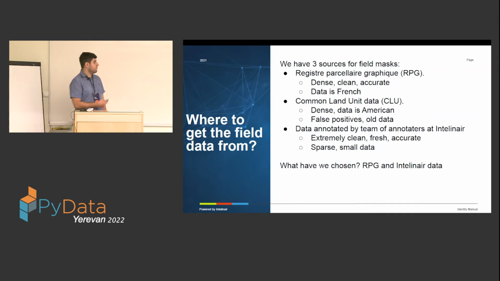And what have we chosen? Well, we've chosen two data sources, actually. And I'll get into how we use the two together in a bit. But we've chosen the French RPG data and the IntelliNet data. So when I say our data or IntelliNet data, I'm going to mean this. And when I say RPG data, I'm going to mean this. Different experiments have been done. This choice of data sources is the one that yielded the best results.